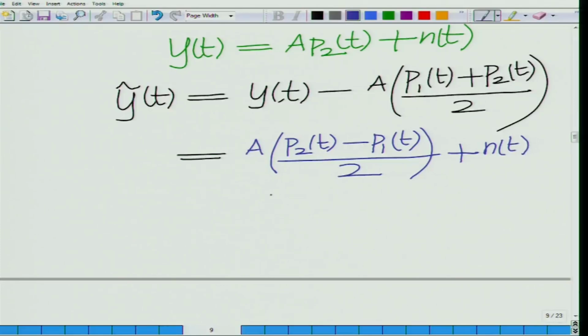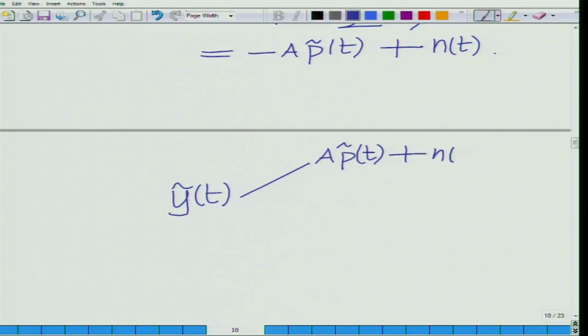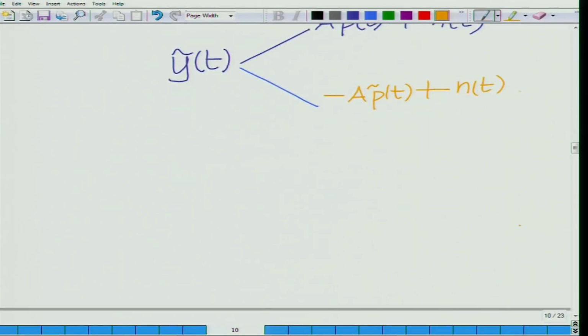And now, if you see, this is p 2 t minus p 1 t divided by 2, which is minus p tilde t. So, this is minus a p tilde t plus n t. And now, you have something very interesting. If you look at y tilde t, not y t, but y tilde t, this reduces to a times p tilde t plus n t, and in the other scenario this is minus a times p tilde t plus n t.